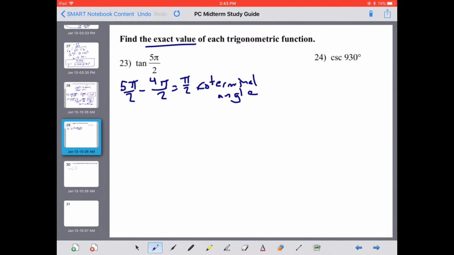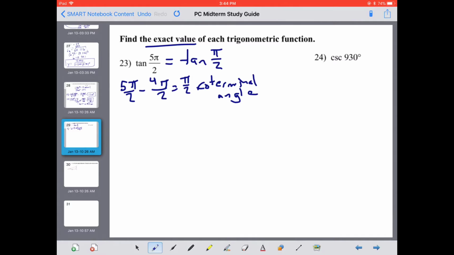So that means tangent of 5 pi over 2 will also equal the tangent of just pi over 2. When we do this, we can refer back to our unit circle, but we won't have that on our midterm, just like we didn't have it on our test. So we need to be using our hand rule here, or the fact that you have your unit circle memorized.